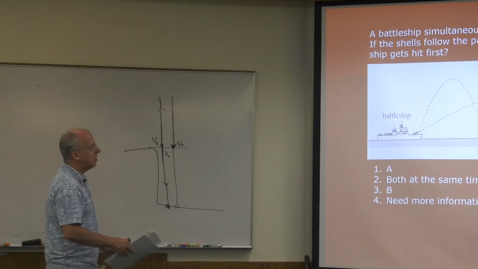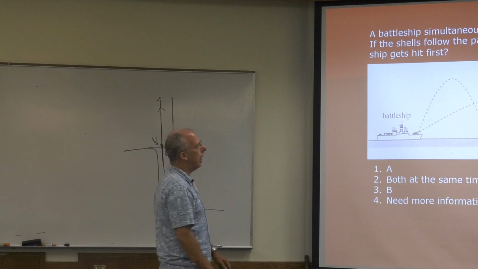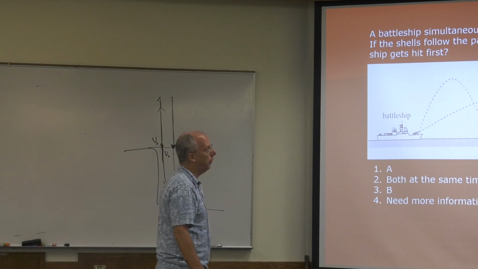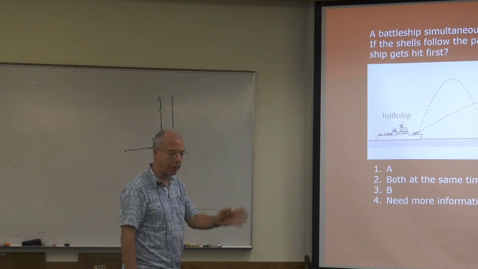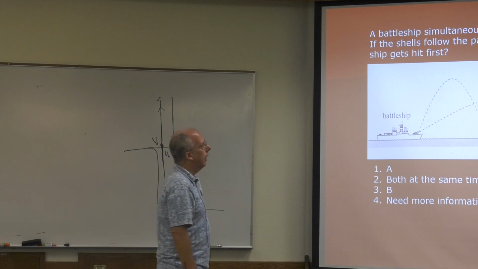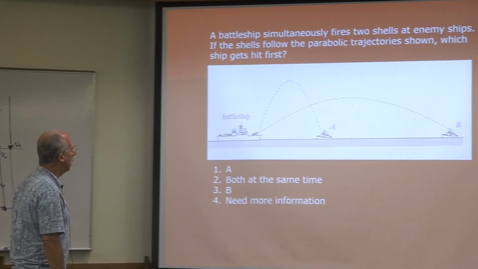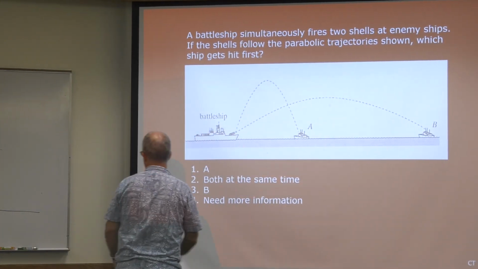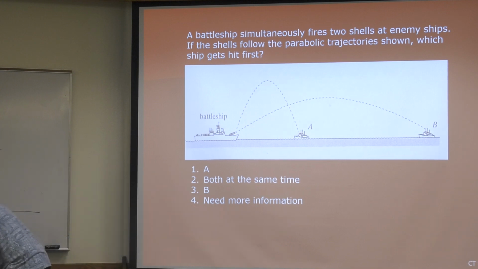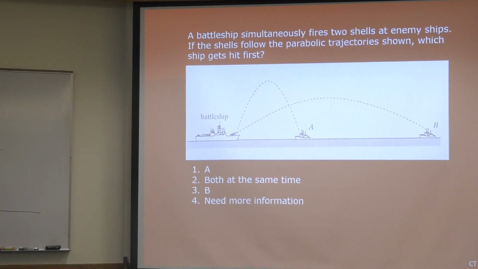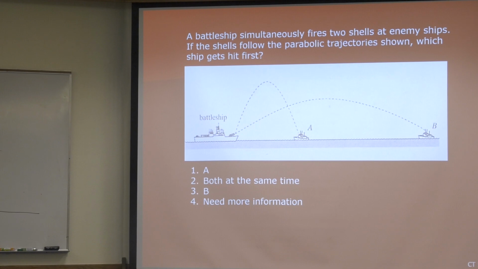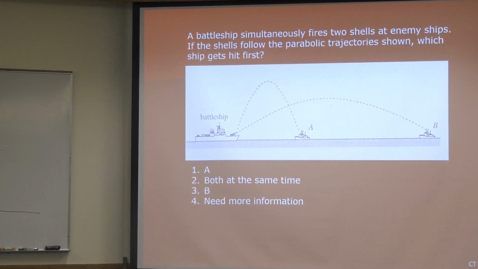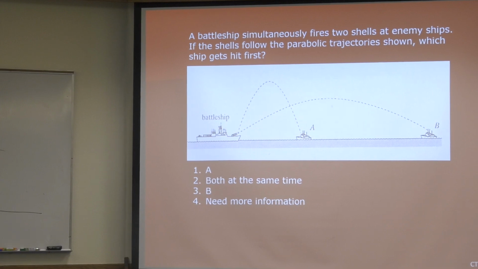Okay, a battleship simultaneously fires 2 shells at enemy ships. If the shells follow parabolic trajectories, which they have to, right? Because we're ignoring air resistance and all that. Which ship gets hit first? All right, so there you go. So pause your video and figure it out.